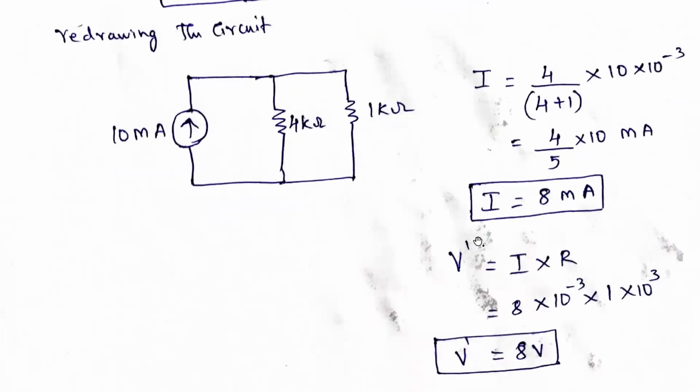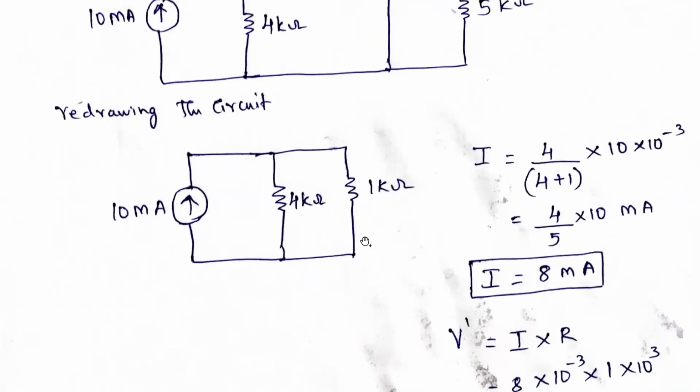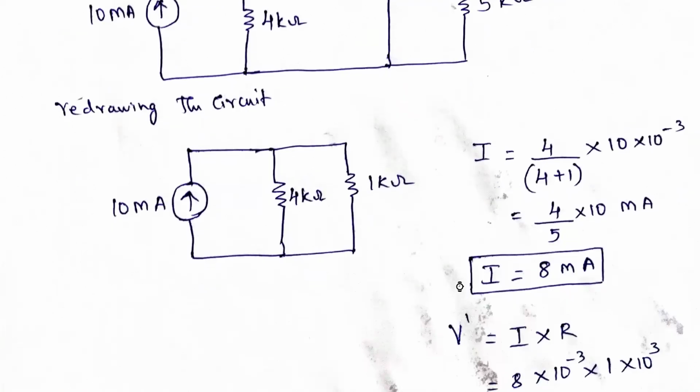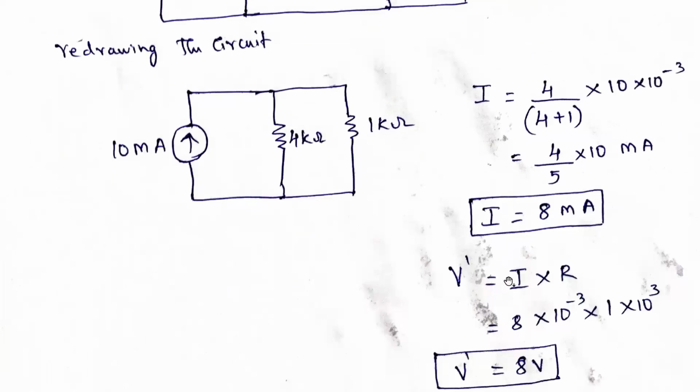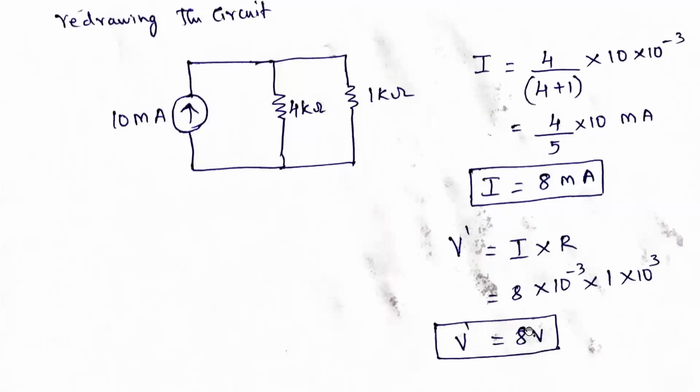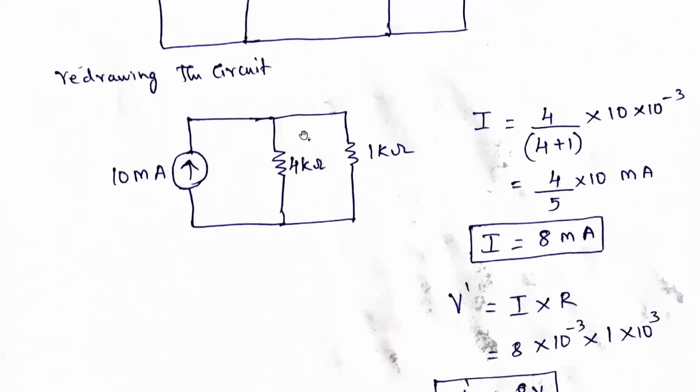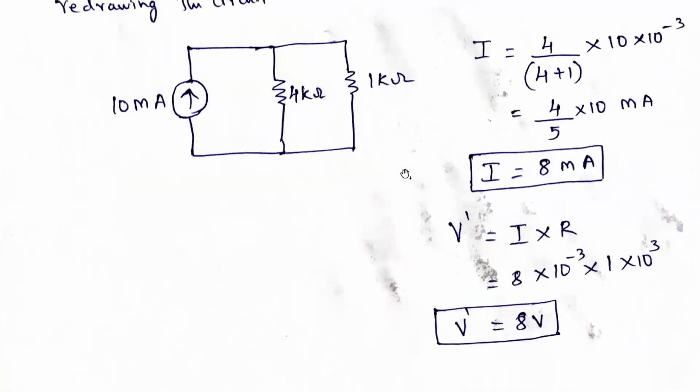Now we need to find the voltage, because the problem asks for the voltage across the 1 kilo ohm. So V is equal to I into R. I is 8 milliamperes, the current flowing through this 1 kilo ohm, and the resistance is 1 kilo ohm. So 8 into 10 to the power minus 3 into 1 into 10 to the power 3. It is nothing but 8 volts. So 8 volts is the voltage across this 1 kilo ohm.